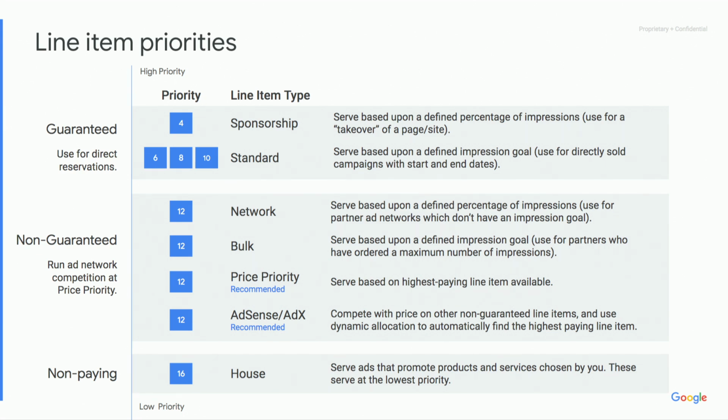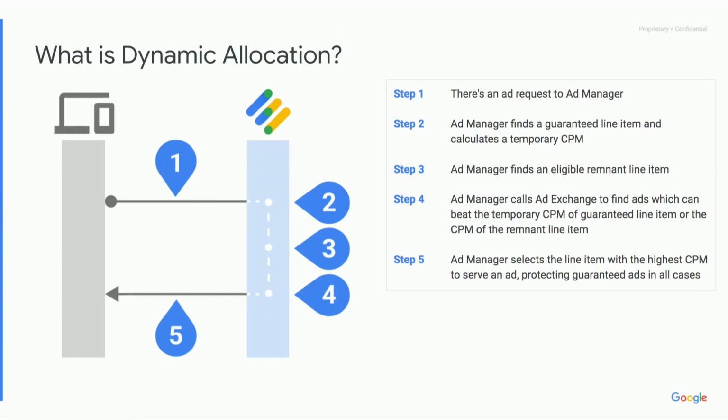The other types of line items are non-guaranteed line items. For these, you can set priorities of network, bulk, or price priority. You can also create AdSense or Ad Exchange line items. We recommend running all non-standard or sponsorship line items at price priority to ensure that the highest paying bidder wins. Using price priority can help you to achieve higher CPMs and revenue growth. Dynamic allocation competes against guaranteed line items as well as non-guaranteed line items.